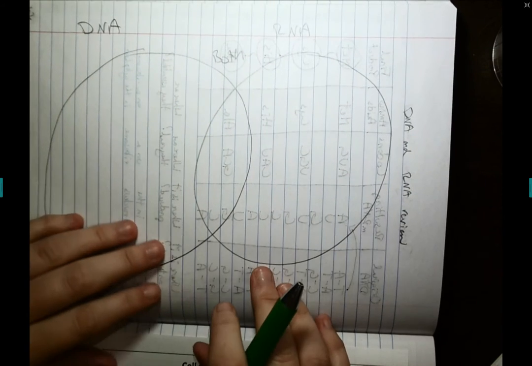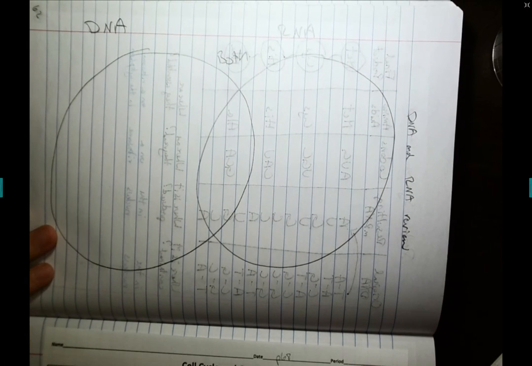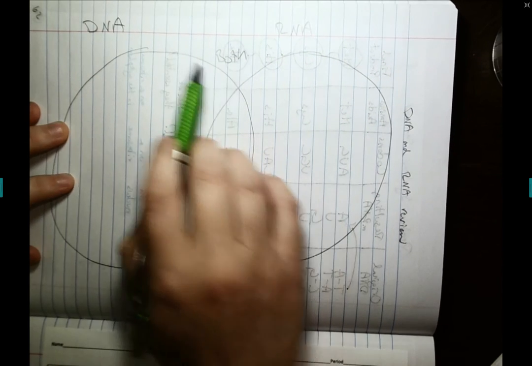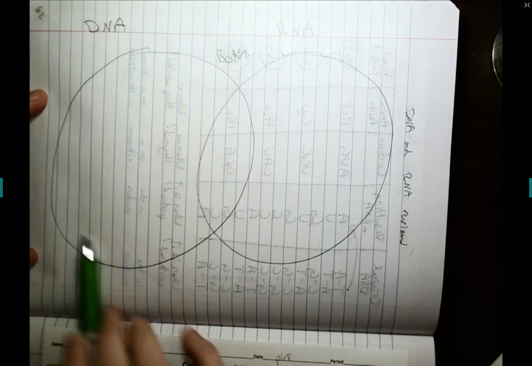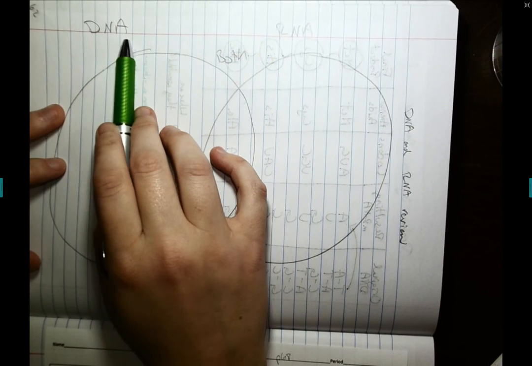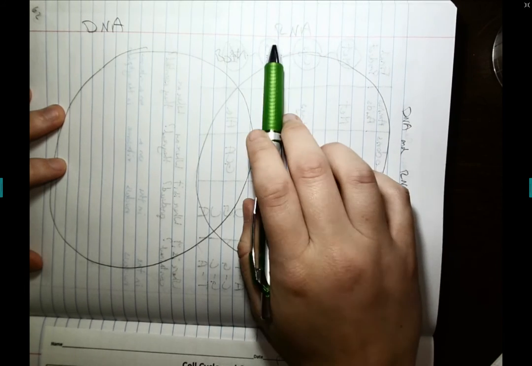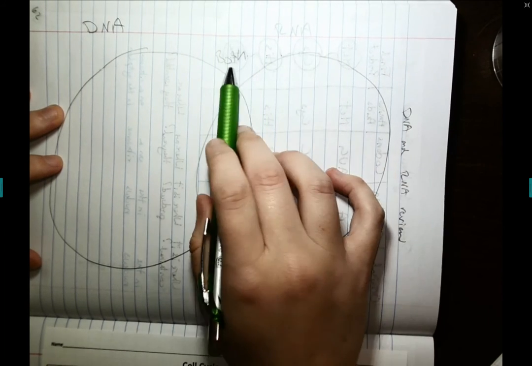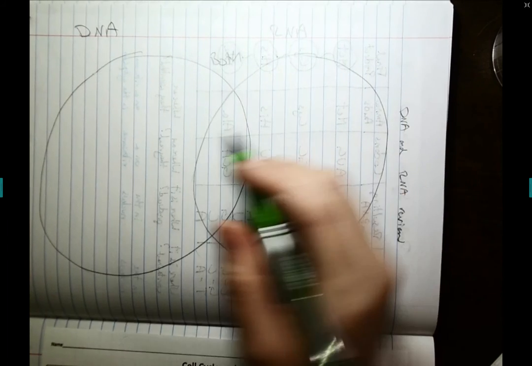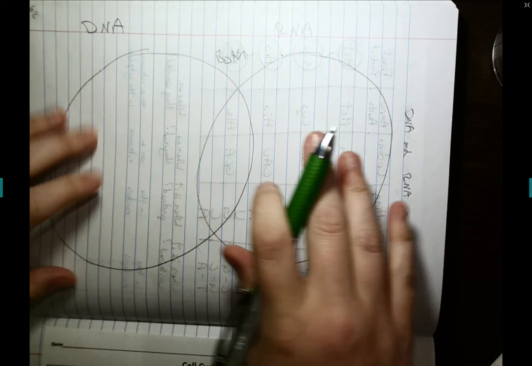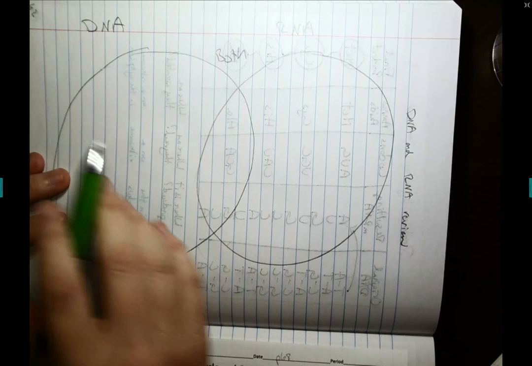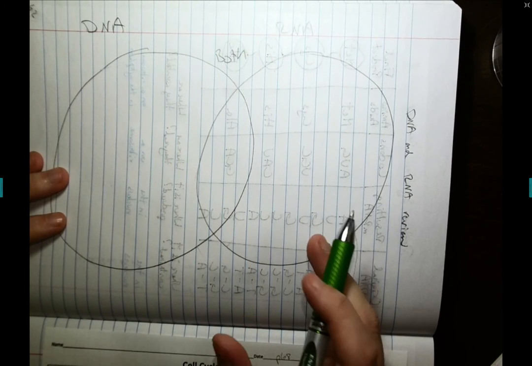All right, so for our last page of notes, I'm here on page 62. I have drawn a Venn diagram, just 2 large circles. I've labeled the left one DNA, the right circle RNA, and the section in the middle is going to be for both. I'm going to compare and contrast the differences and similarities between the two nucleic acids, DNA and RNA.